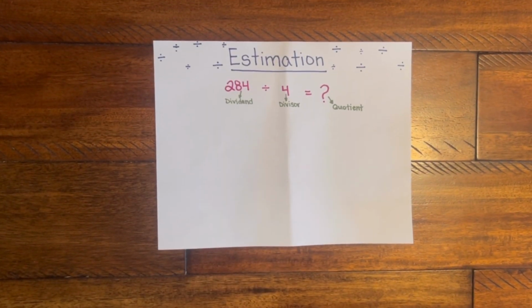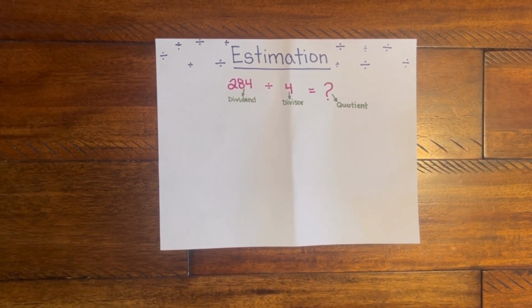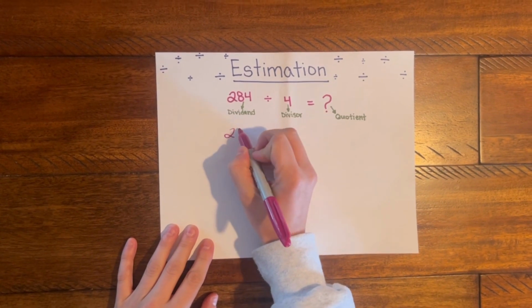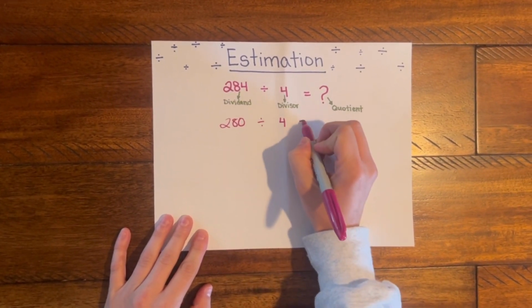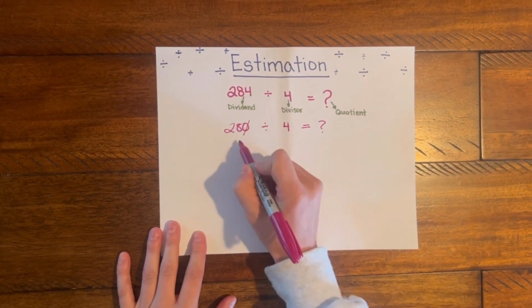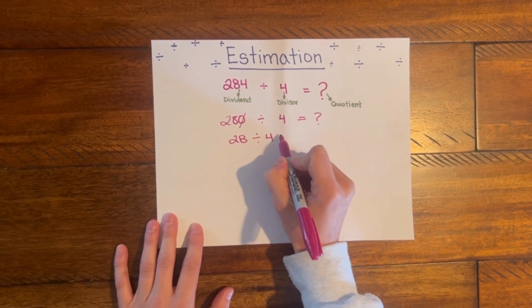Okay, so today we're going to be looking at a dividing problem, and it's 284 divided by 4. We're going to break that down a little bit further so then we can estimate. So we're going to bring it down to 280 divided by 4. That one's a little tricky, so we're going to break that down a little further.